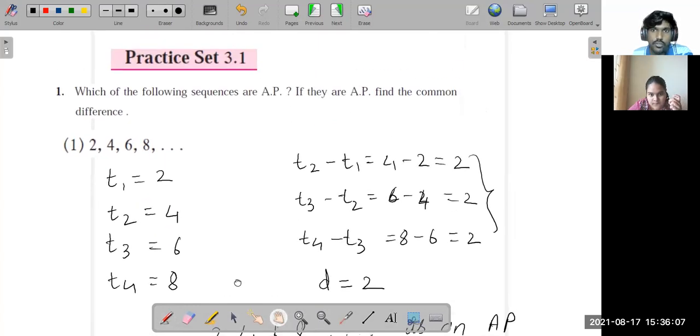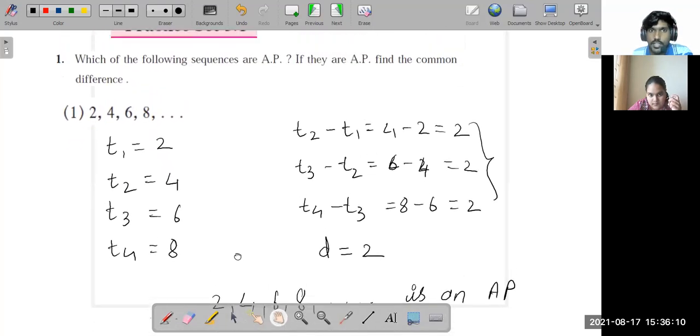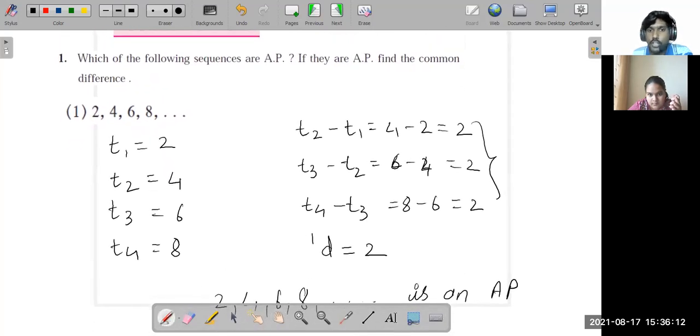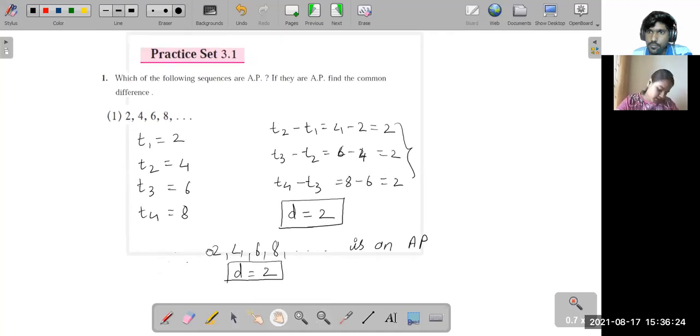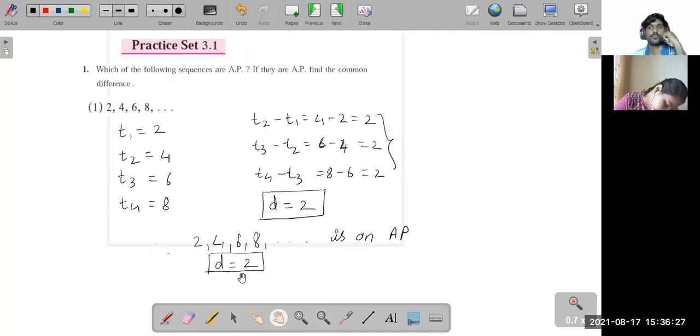If you just have to check whether it is an AP, you have to find the common difference. So common difference D is equal to 2. That's all that had to be found here. Is this clear? Okay, write it.